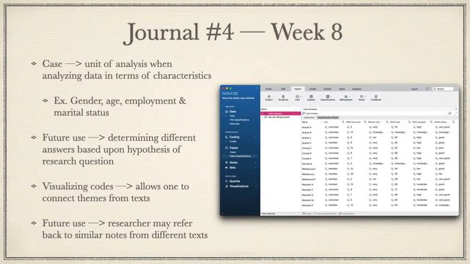Such a useful tool when analyzing data may be utilized in future activities if, for example, from a survey, one researcher may desire to select how answers differ between employed citizens and unemployed ones in order to prove a hypothesis. Next is the other convenient tool called visualizing codes. This allows one to refer back to similar themes from various texts when conducting research. It is always necessary to keep notes so that one may go back and connect data with data they have collected.